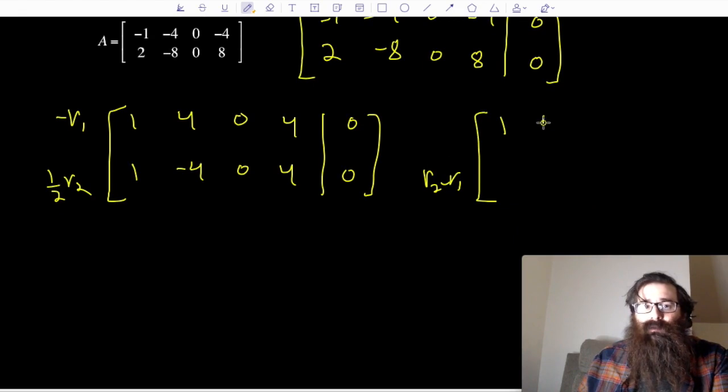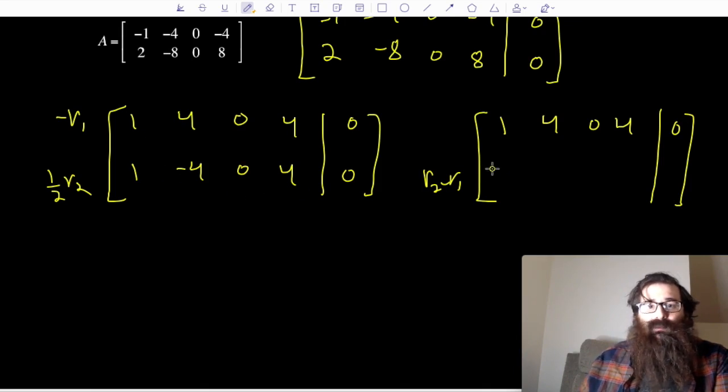So I'll rewrite row 1 to start. Then here in row 2, I get 1 minus 1 gives me 0. Negative 4 minus 4 gives me negative 8. 0 minus 0 gives me 0. 4 minus 4 gives me 0. And in the augmented entry, 0 minus 0 gives me 0.